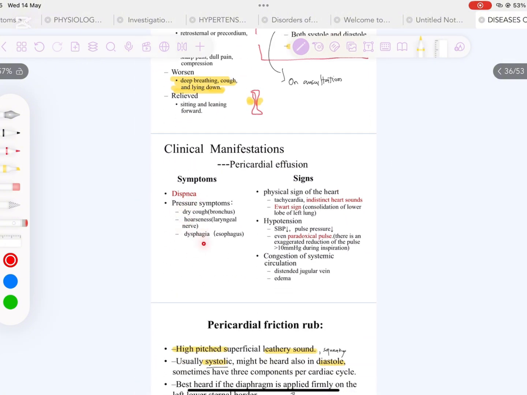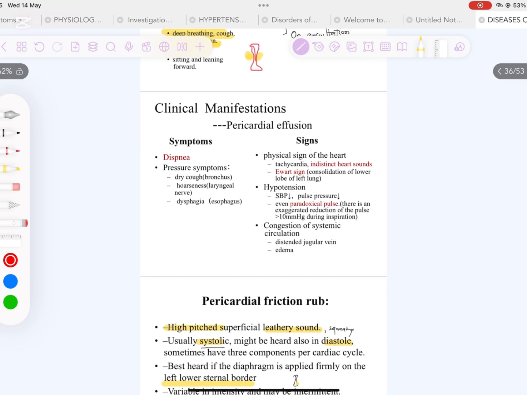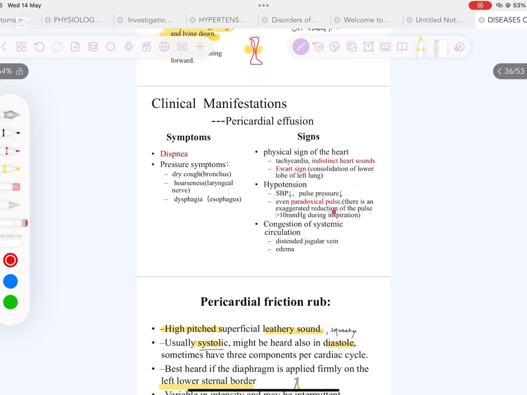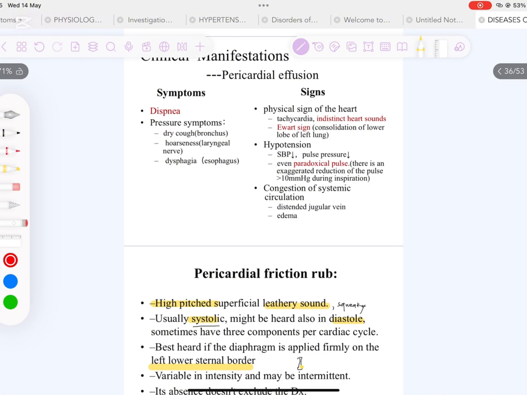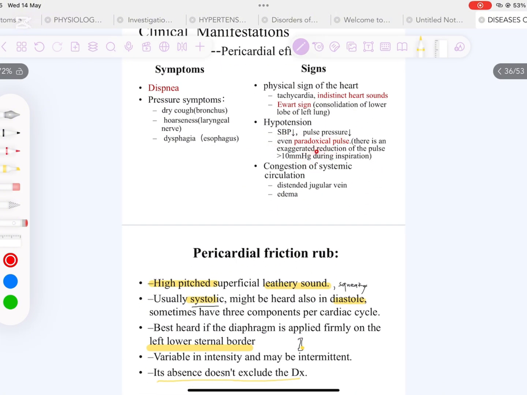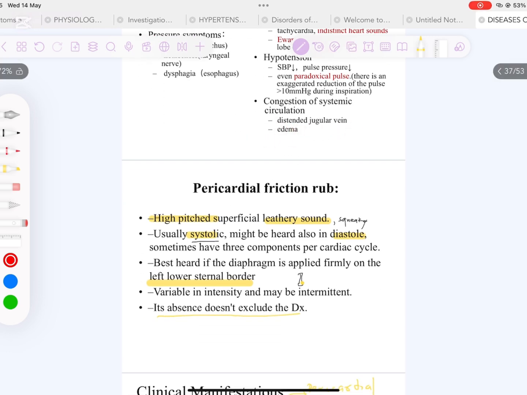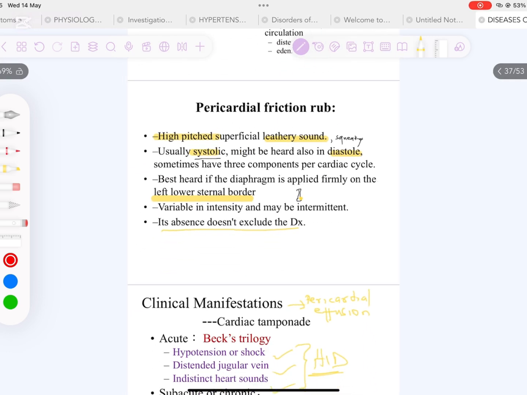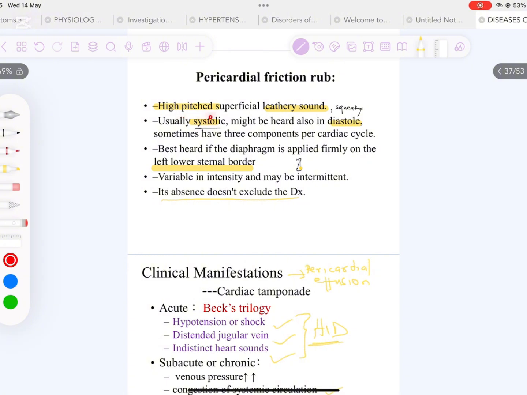Remember I said difficulty in breathing and then pressure symptoms, right? And they also talked about airway compression because it's compressing the lung, hypotension because the heart is not pumping out so much blood, so the blood pressure will be low, and systolic blood pressure is lowered, and then you can also see edema. Then pericardial friction rub, remember I said it's a high pitched, leathery sound, it is squeaky. It's usually systolic but can be diastolic too. Sometimes they can have 3 components, and it is best heard if the diaphragm is applied from the what?